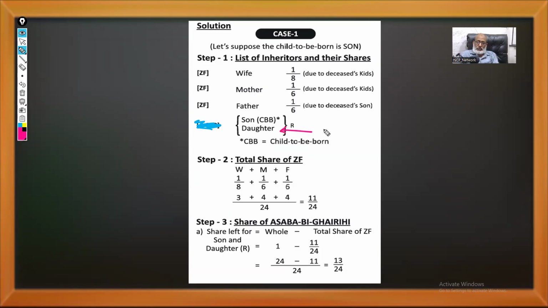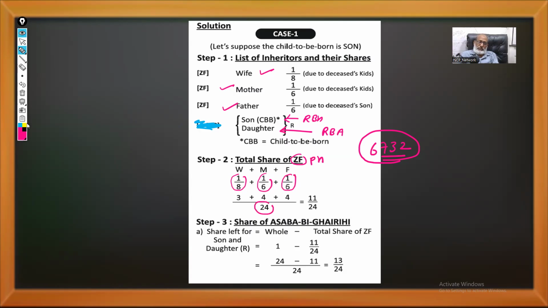Daughter belongs to the residuary by another due to son, and son belongs to residuary by himself. So according to Sahih al-Bukhari 6732, first the share will be distributed among the primary heirs, that is the ZF. How many primary heirs do we have? Wife, mother, and the father. The share of the wife is 1/8, mother is 1/6, and the father is 1/6. So the LCM will be 24.